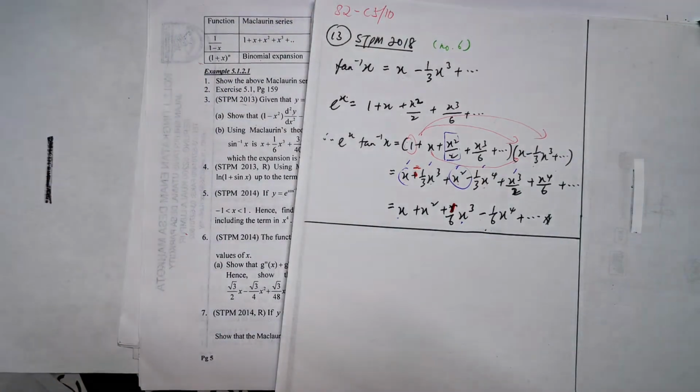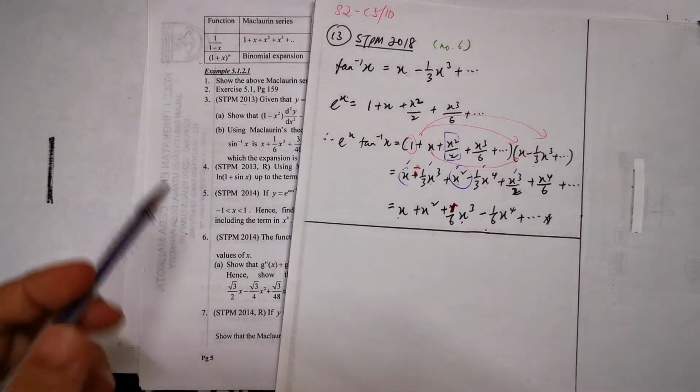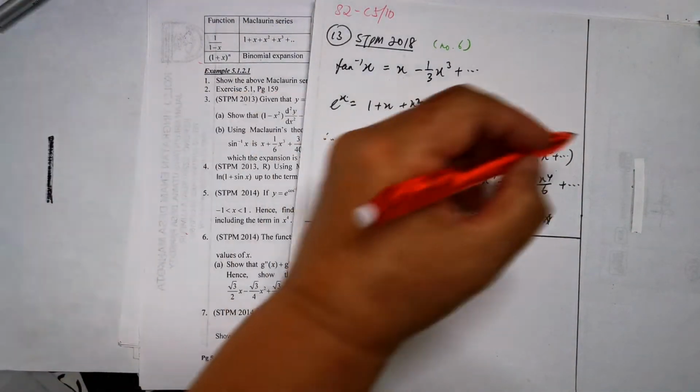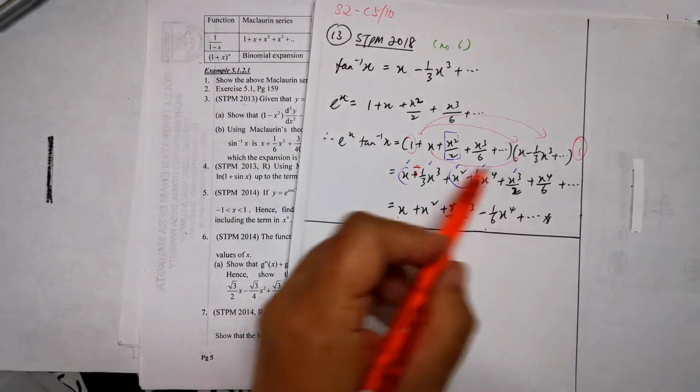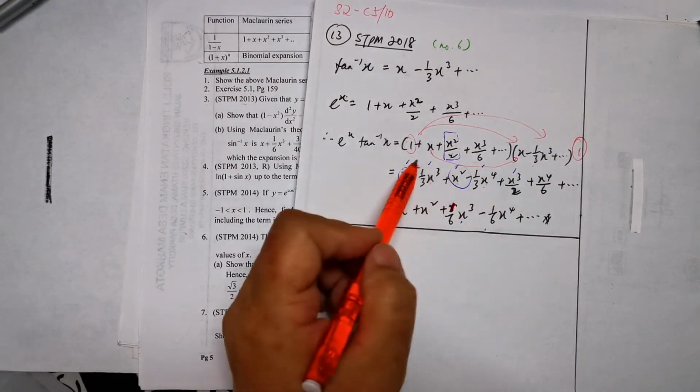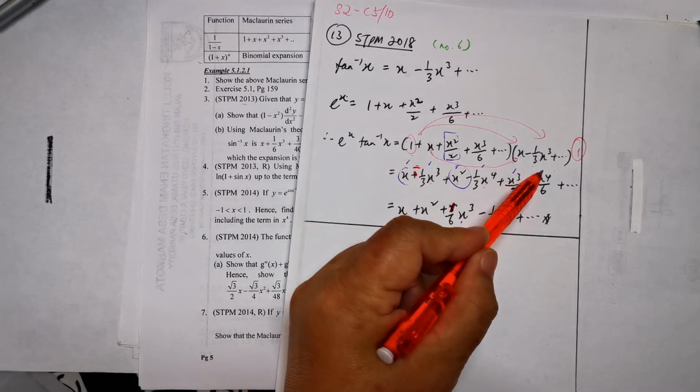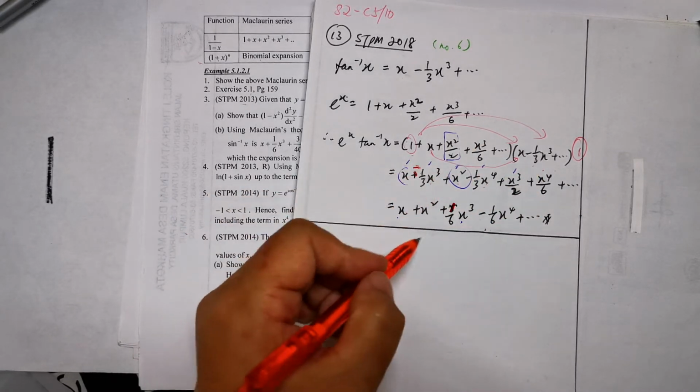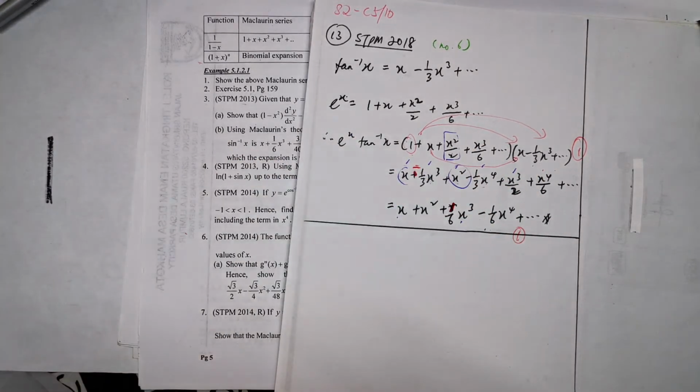So it is 2 marks only. With 2 marks, I think most probably 1 mark is given here if you choose the correct e^x to multiply with your arctangent x. Then you expand and get the final answer for 1 mark.